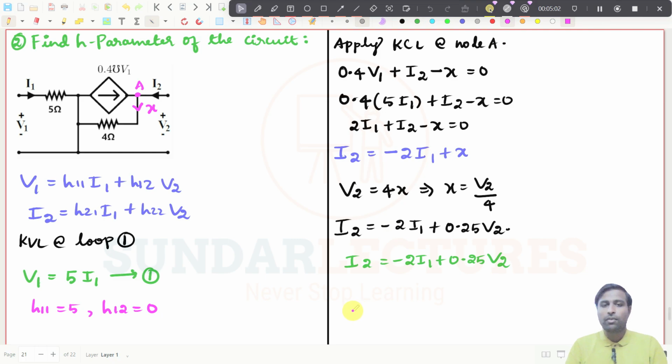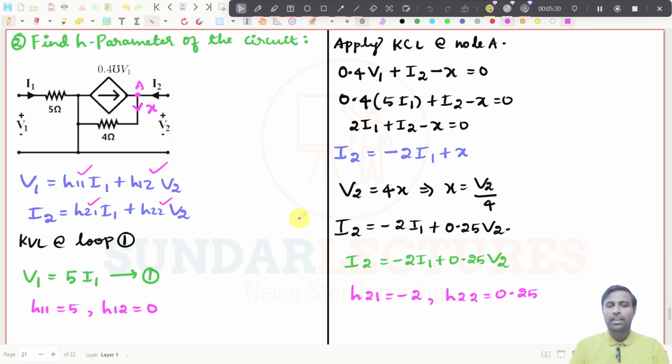And what is the value of H21? It is minus 2. And what is the value of H22? It is 0.25. Right? We have found all the parameters H11, H12, H21 and H22. That is what the question is. We need to find the H parameters. So we have found all the values.